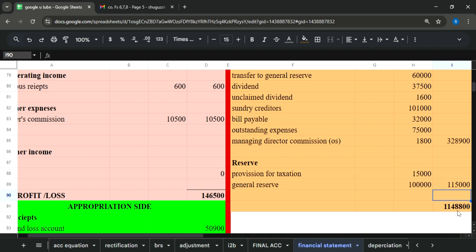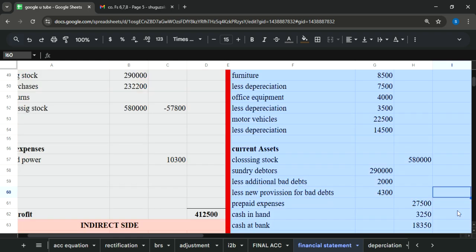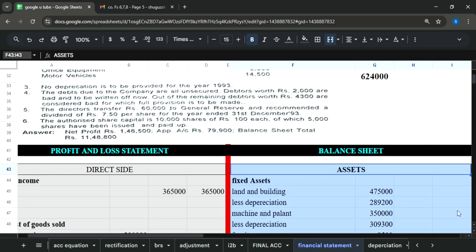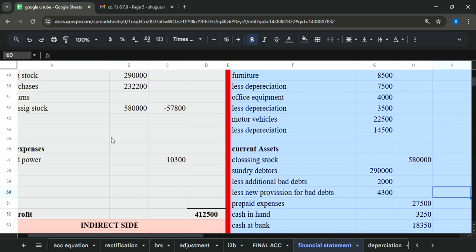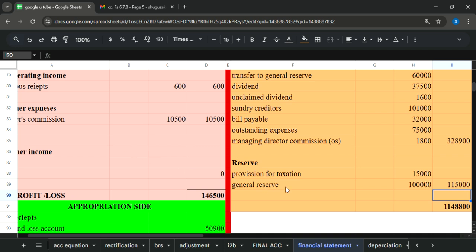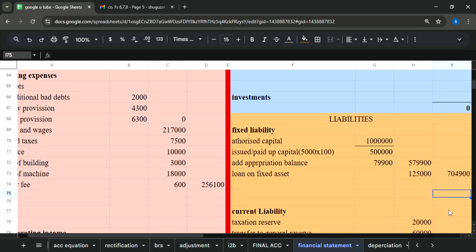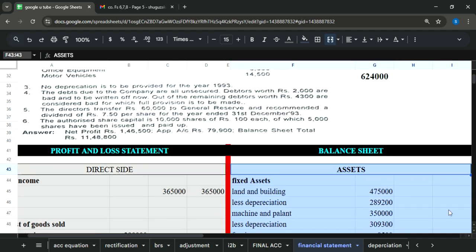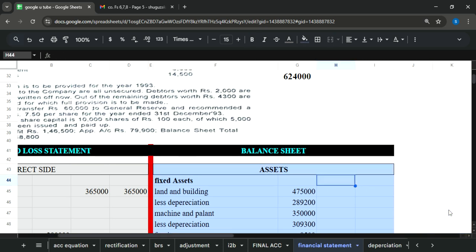So let's see the answer. It is 1148800. So here you can see that 1148800, 11,48,800, and our answer is 11,48,800. So it's a good thing that the answer is also matched, and we are now focused upon our asset side. Here quite a lot of working is needed.